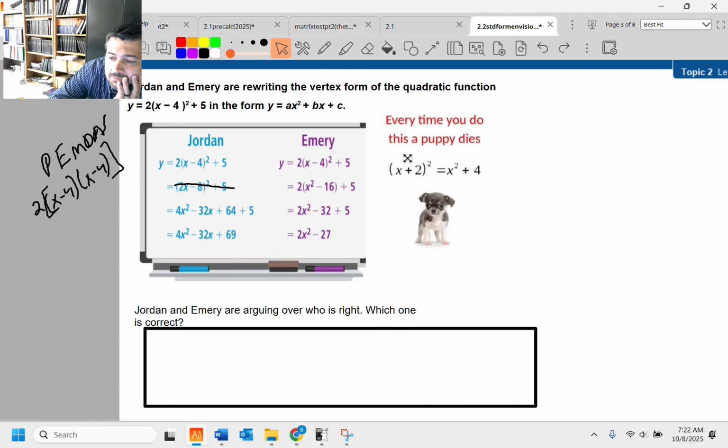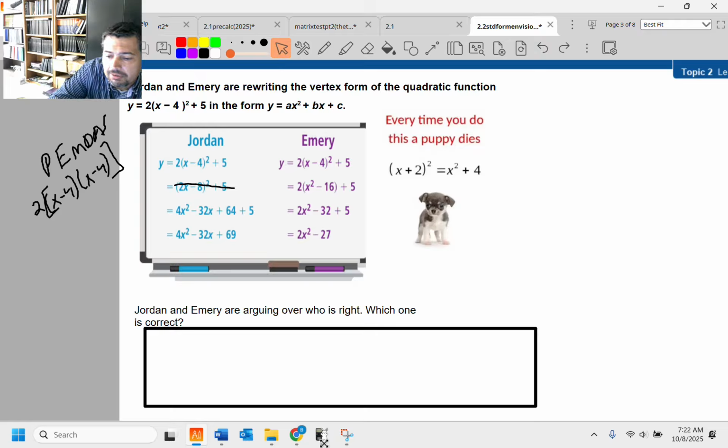Every time you do something like that, a little puppy dies. Look at that little puppy. It's so cute. Poor Emery. It's kind of sad for Emery's sake, not the fact that something happened to it. It's probably sad for her.